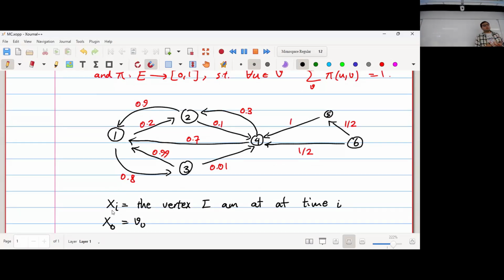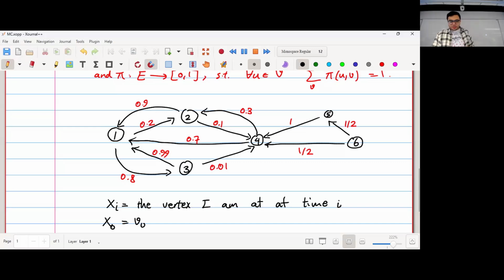So what was a random variable? Remember, the definition of a random variable is that it's a function that maps from my sample space to some values. In this case, to the vertices of this graph, to the set V, right? But what is my sample space? If I'm choosing something randomly, what is the thing that I'm choosing randomly? What is a sample here? Yes. So my sample space is the set of all infinite walks on this graph.